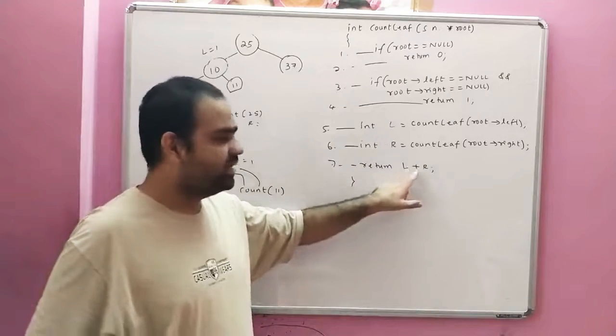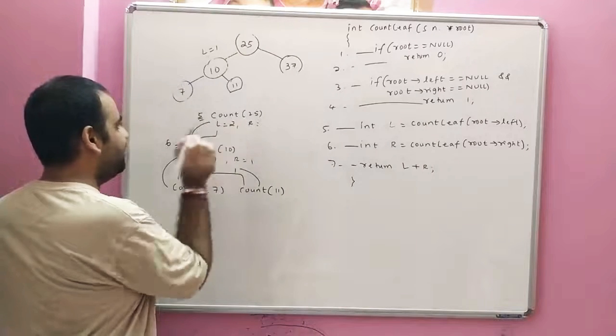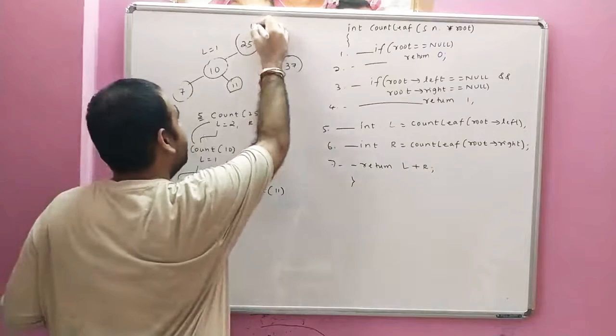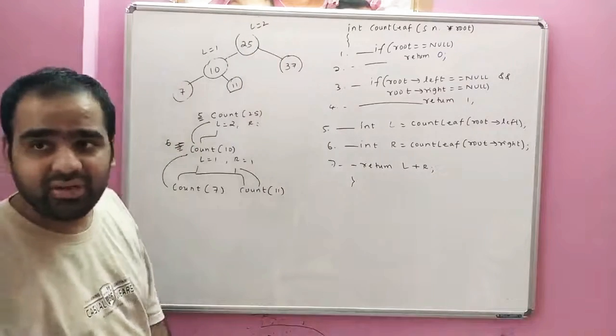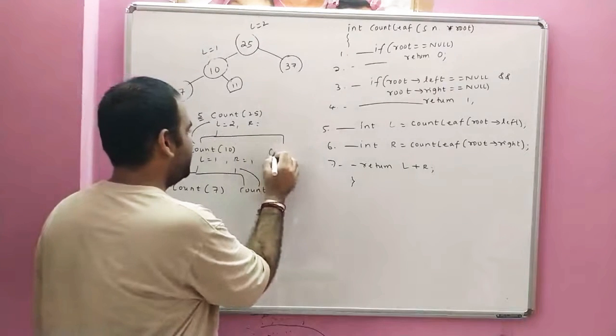Execute line number 7. Return L plus R. Return 1 plus 1. What is 1 plus 1? 2. And where do you return to? To line number 5 of this. Therefore, with respect to LHS, the number of leaf nodes are what? 2 on 25. Now execute line number 6.